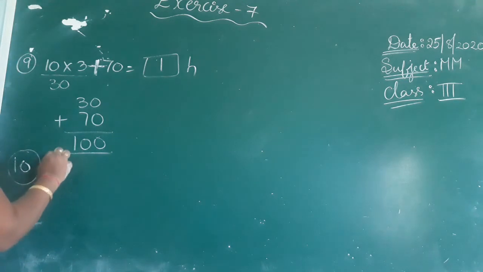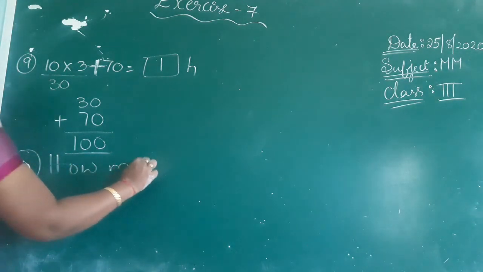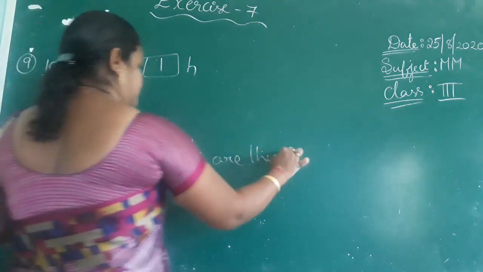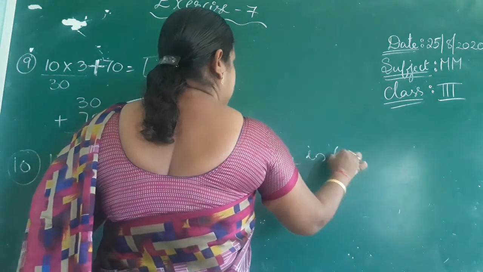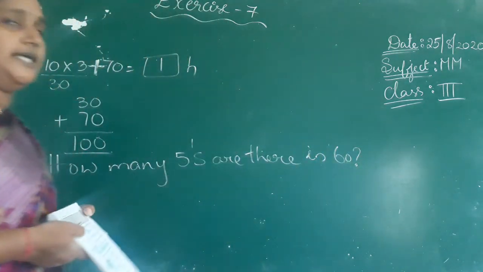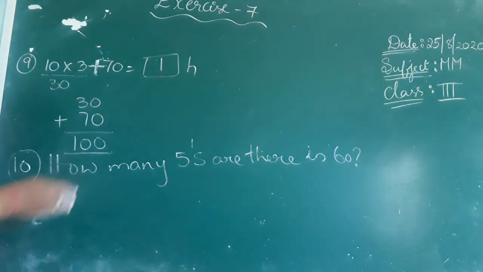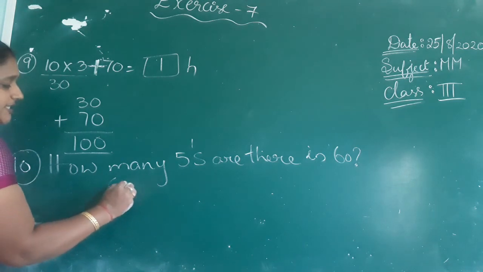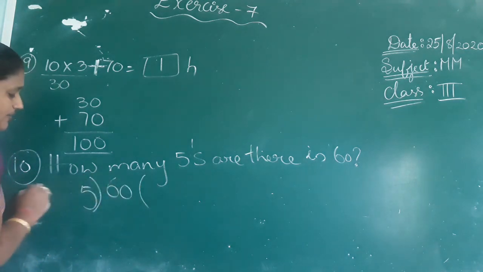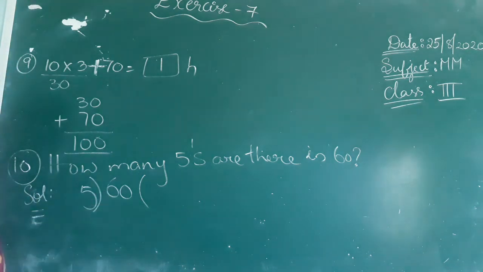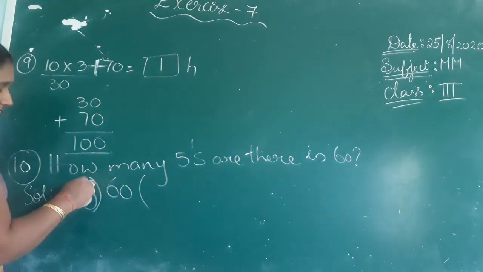10th one. How many fives are there in 60? That means how many fives we can take from 60. So 60 divided by 5. For example, if they ask how many tens are there in 60, we will say 6 tens, 60. That means if we divide 60 by 10, we will say it is 6. So how will you divide it by 5?